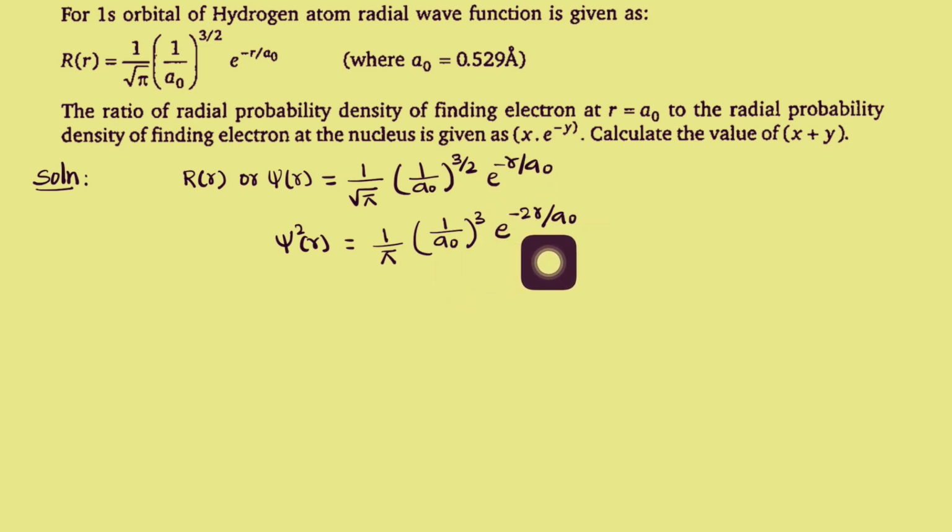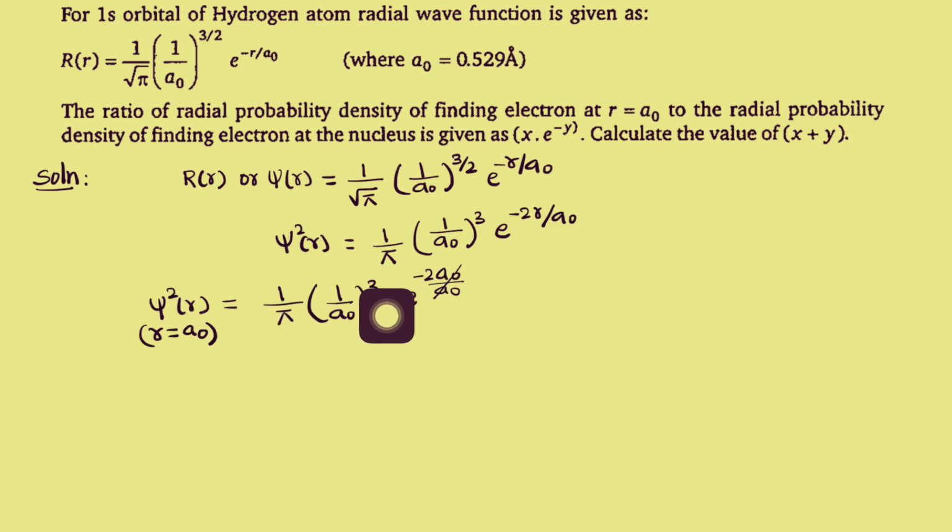Now we'll figure out the value of radial probability density at R equal to A0. So I will just substitute R equal to A0 in this expression. So here psi of R at R equal to A0 will be equal to this much. So I have substituted the value of R as A0. Now I will be getting this expression.